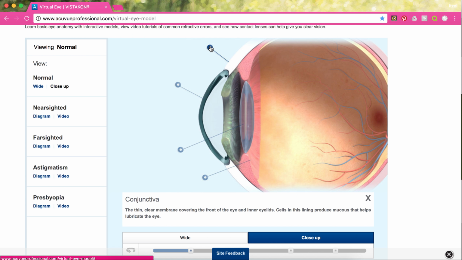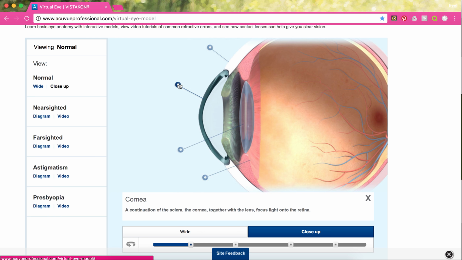This is the clear membrane that covers the front of the sclera and also lines the inner portion of the eyelids. Next, we have our cornea. This is the front transparent part of the eye. Its bulging curvature provides the major refraction of the eye. Behind our cornea, we have our lens. This is the resilient transparent structure in the eye that focuses light by changing its curvature. It provides a secondary refraction after the cornea and is located behind the iris.